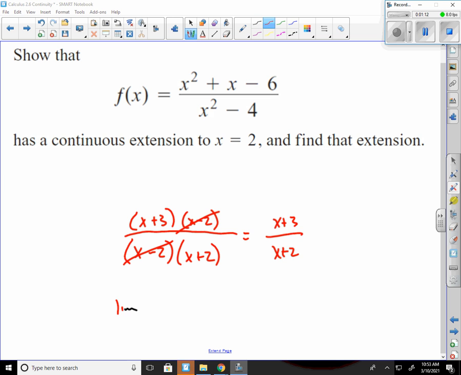So the limit is x approaches 2. And now I can plug it into this equation, since that's not going to give me a 0 in the denominator anymore. So it would be 2 plus 3 over 2 plus 2. So that's 5 over 4. That's going to be my continuous extension.